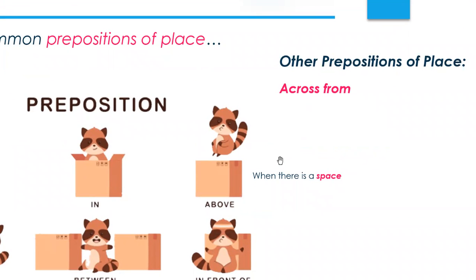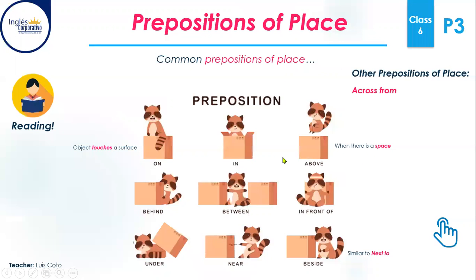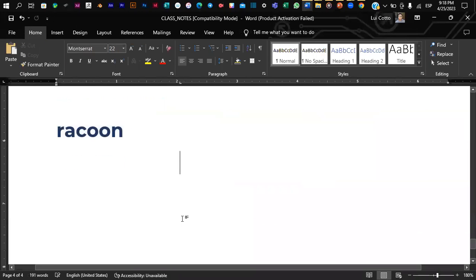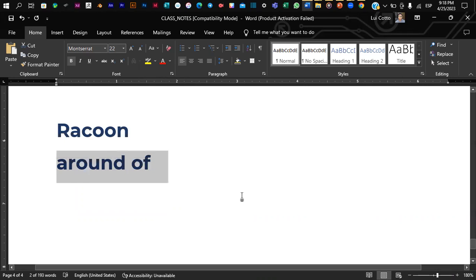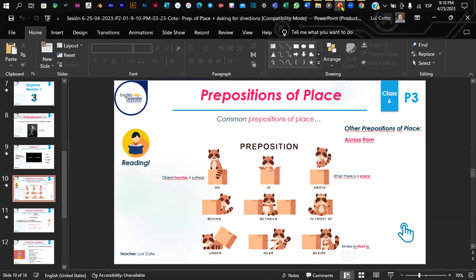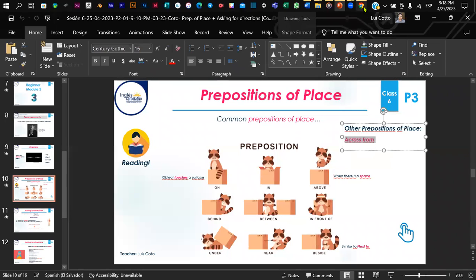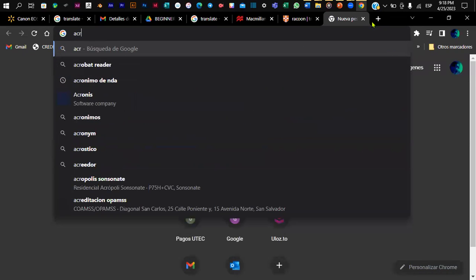Across from. Okay. What is across from? Alrededor de. Not exactly. Alrededor de would be around, another preposition. Okay, around. Yes. Correct. But what about across from? What is across from? Enfrente de. Okay, let's see.